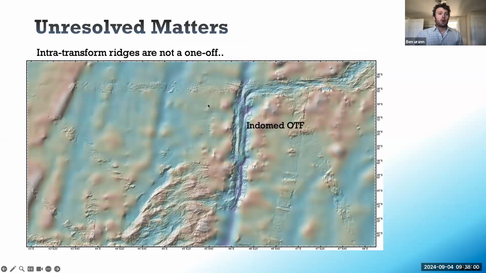I'd also like to point out that these intratransform ridges are not entirely unique. If we look a little bit further to the east, this is at 46 degrees east. This is the northern extent of the study area I showed you earlier. We see the same types of features with these domal intratransform ridges, and they've also been documented at Chain along the Mid-Atlantic Ridge. I think this is a really interesting topic to investigate further, and there's a lot of potential to do so.